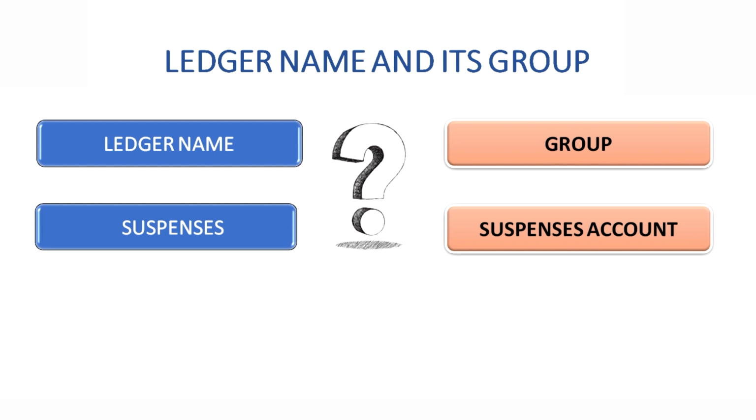So now we have created almost all the ledgers by using all the groups. So as we discussed in the previous video, we have almost 28 predefined groups. Out of that, we have created 24 ledgers by using different groups.